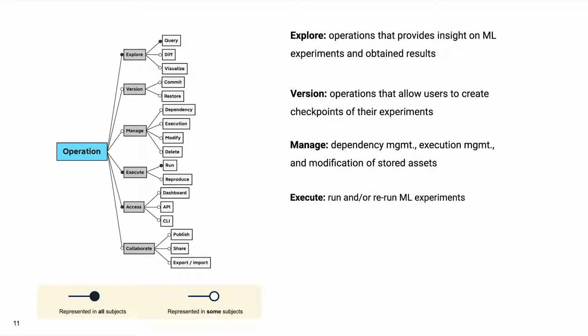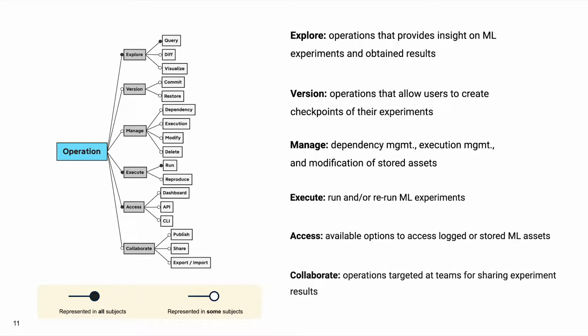We have Execute, which indicates support to execute experiments and rerun prior experiments, while the feature Access indicates means to read or retrieve stored ML assets. Lastly, the feature Collaborate indicates support for collaboration-related operations.